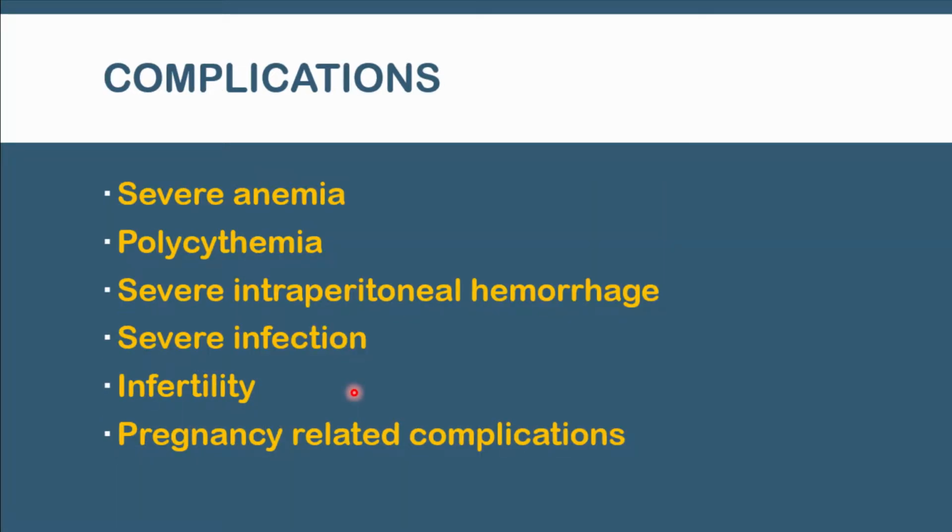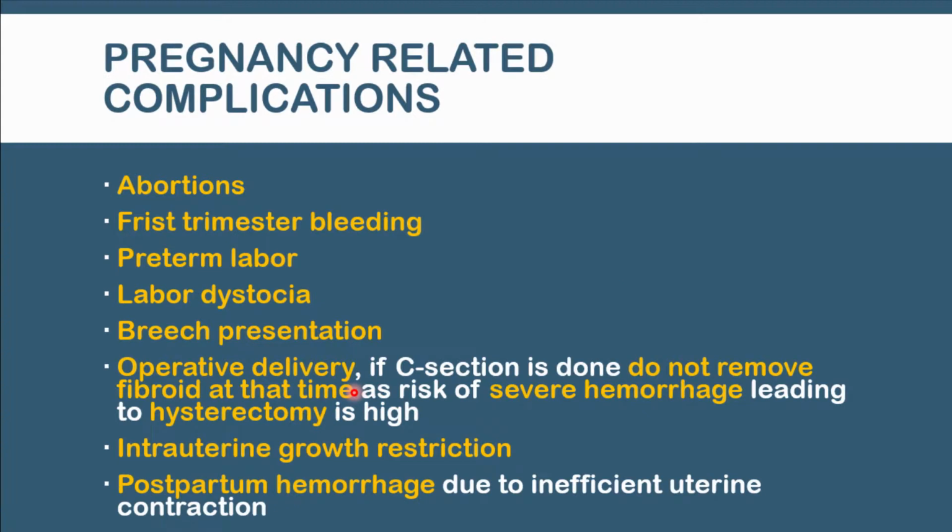The different complications that are associated with fibroids include severe anemia because of the chronic bleeding. There may even be polycythemia as a complication of the tumor itself. Sometimes there may be severe intraperitoneal hemorrhage. There may be severe infections. Sometimes there may be infertility. There may be some pregnancy-related complications, which include abortions, first trimester bleeding, preterm labor, and even labor dystocia.